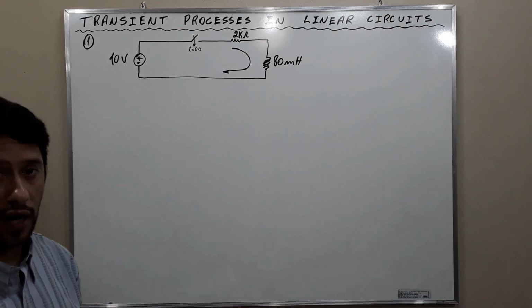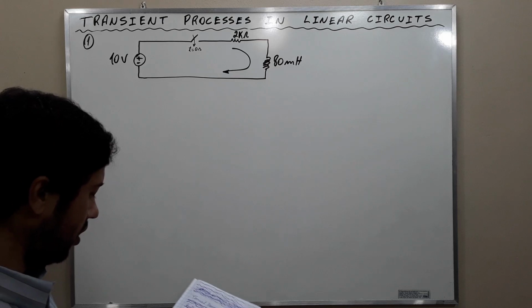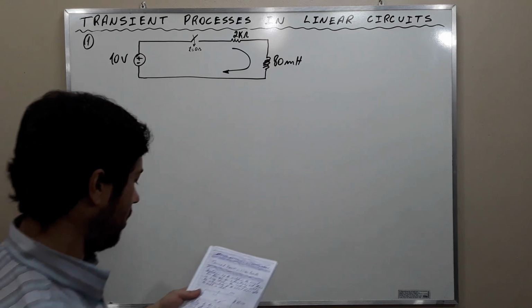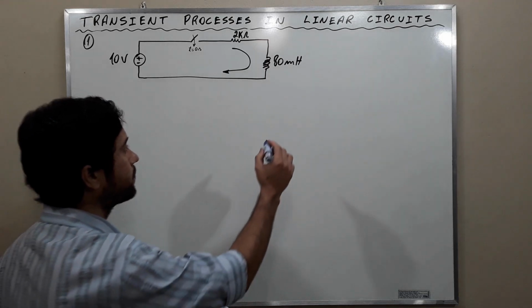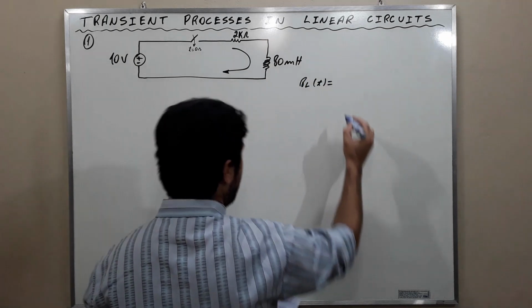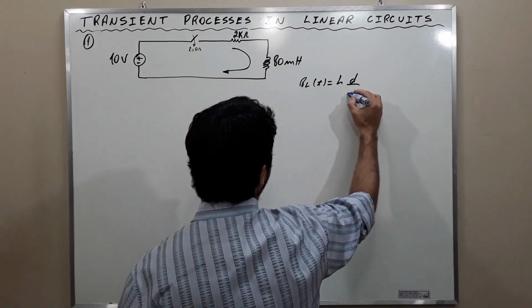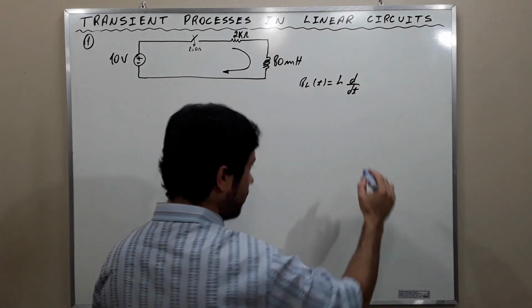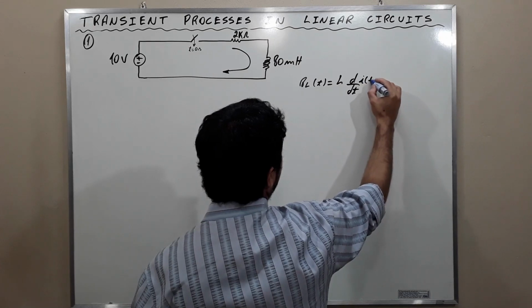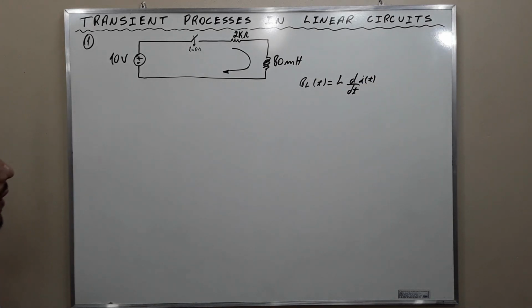As there is an inductor in the circuit, its characteristics will determine circuit behavior. For an inductor, VL of t is equal to L times the derivative with respect to time of I of t.